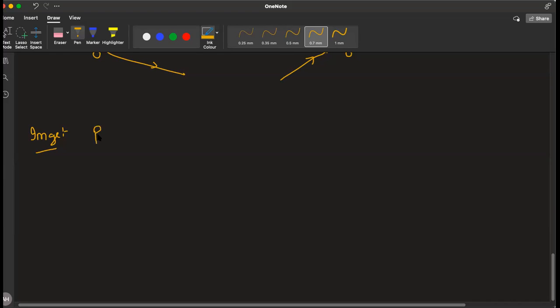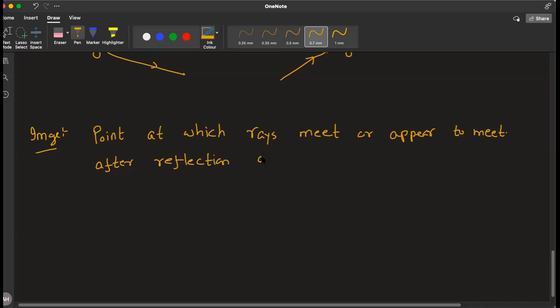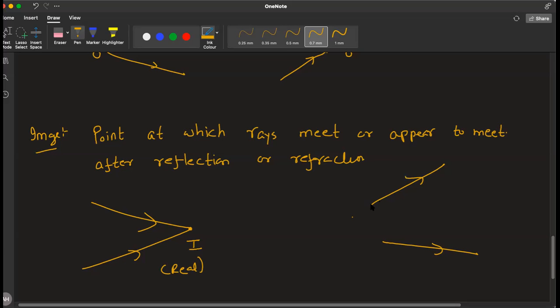In optics, image means the point at which rays meet or appear to meet after reflection or refraction. So if after reflection or refraction the rays meet at a point, then that point is known as a real image. That's a real image. Now, if the rays diverge and you produce them in the backward direction, then we say that your image is virtual. Is it clear, everyone? Yes, sir.